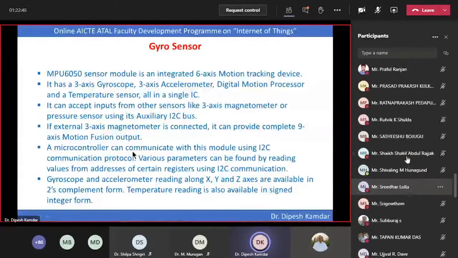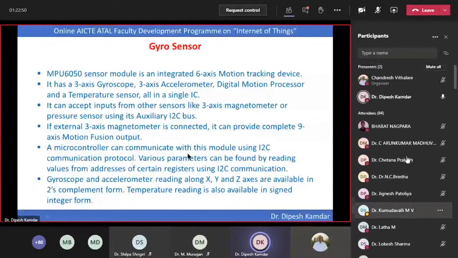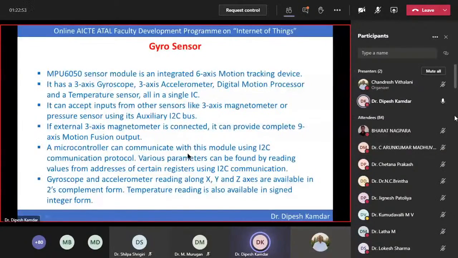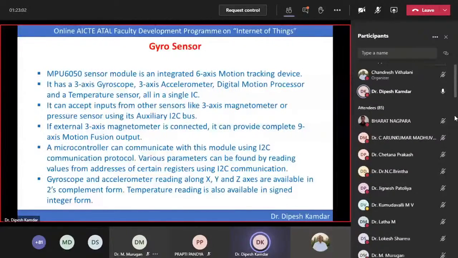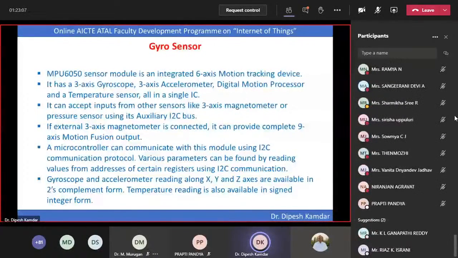A microcontroller can communicate with this sensor using the I2C communication protocol. Various parameters can be found by reading the values from the addresses of certain registers using the I2C communication protocol. Gyro sensor and accelerometer readings along with the XYZ axis are available in two's complement form. So when you are trying to read it, we need to convert it back into the original data because it's available in two's complement form.